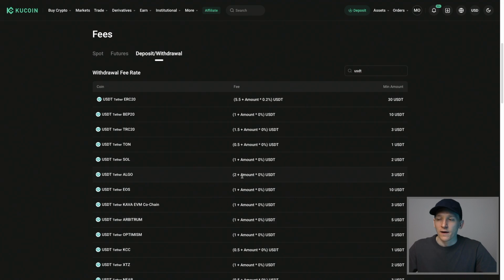So their fees are fairly good for some assets, a little bit expensive for others, but it's around the ballpark of other exchanges and what they charge, but there are certainly cheaper ones than KuCoin. There's two main ways to buy crypto on KuCoin.